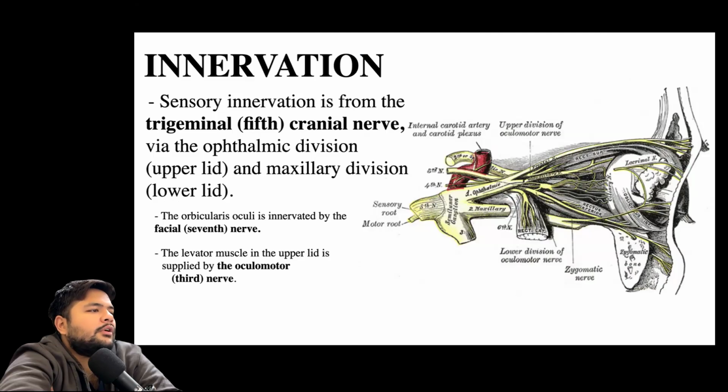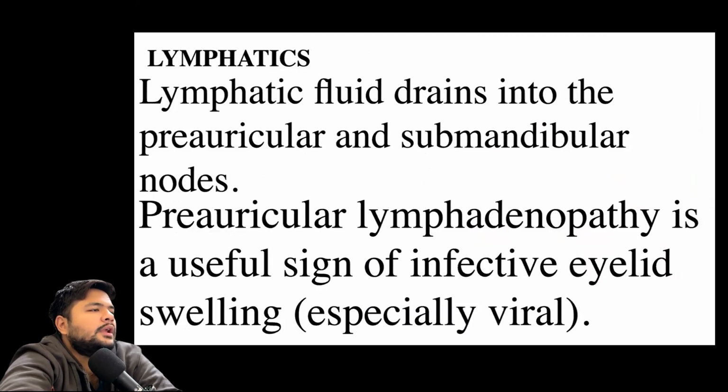The orbicularis oculi is innervated by the seventh cranial nerve, and the levator muscle in the eyelid is supplied by the oculomotor nerve. Coming to the lymphatics, the lymphatic fluid drains into the preauricular and submandibular nodes. So preauricular lymphadenopathy is a useful sign of infective eyelid swelling, especially a viral one.